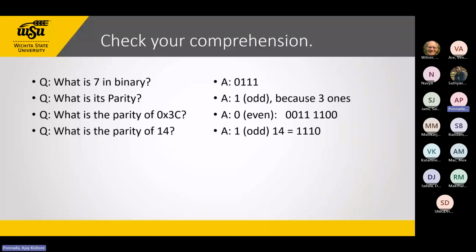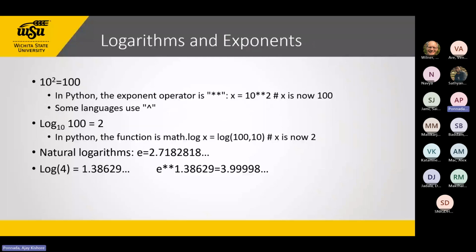Next is going to be logarithms and exponents. 10 squared is going to be 100. In Python, the exponent operator is the asterisk: 10 power 2 gives 100. So that's how we're going to use it in Python. We're going to discuss Python in one of the coming lectures.